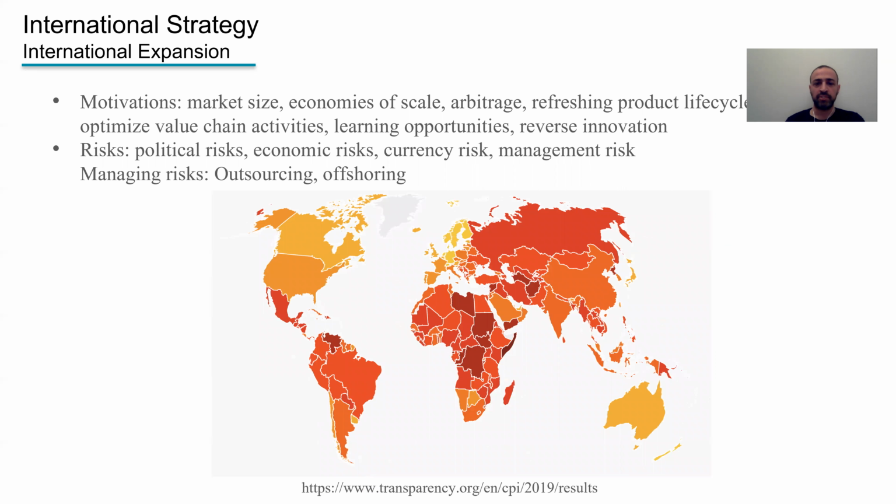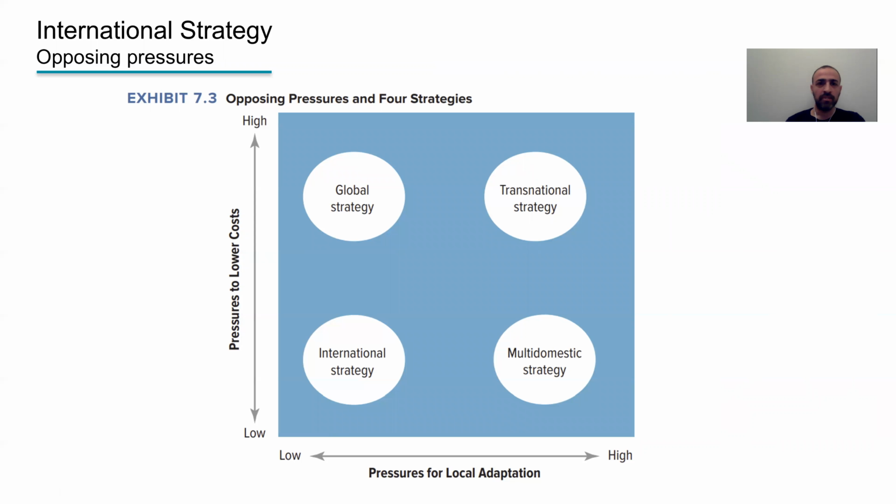Here's another map that shows, for example, the CPI rate, the corruption in different countries. As you can see, we have Russia, for example, and China, which is less, and you have to take all of these factors into consideration for your international expansion. You have two main factors for choosing your international strategy, because there are two opposing pressures. One is pressure to lower your cost, another is pressure for local adaptation.